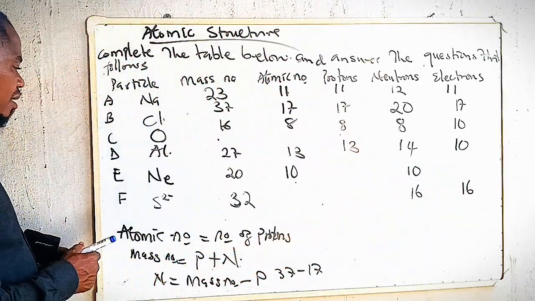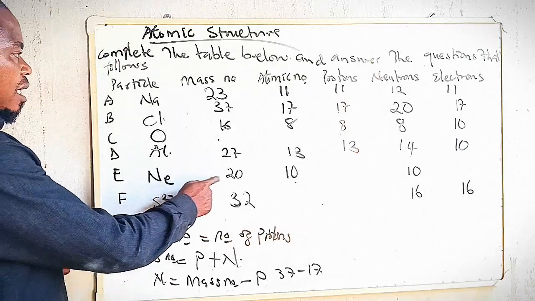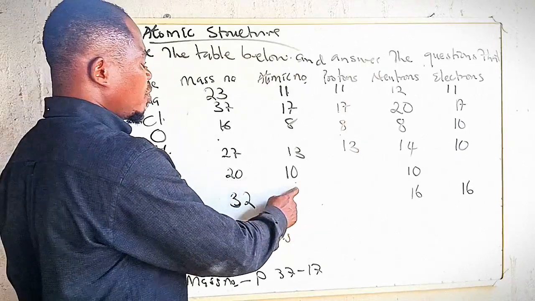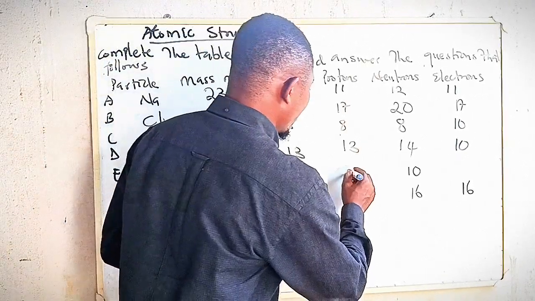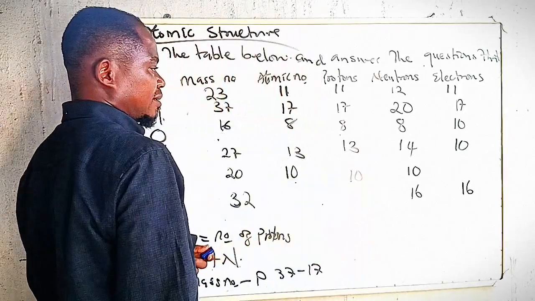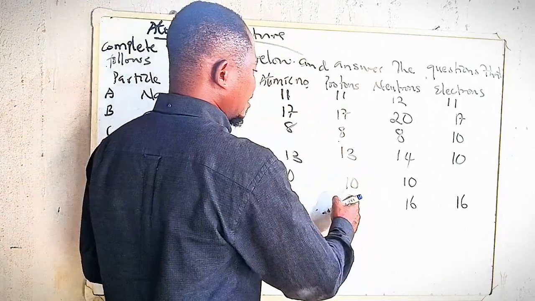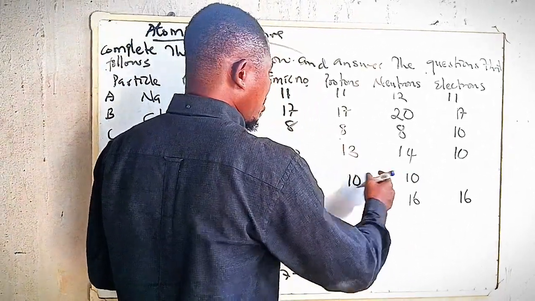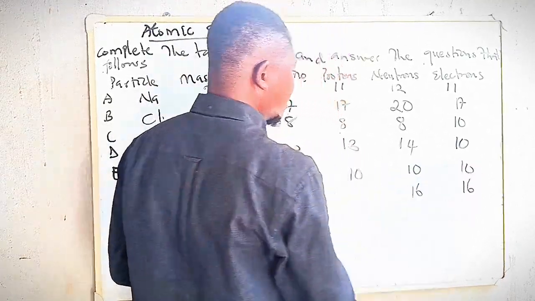Alright. Now, neon, mass number 20, atomic number 10. That means the number of protons is what? 10. The number of protons is 10. It means that the number of electrons also will be what? 10.